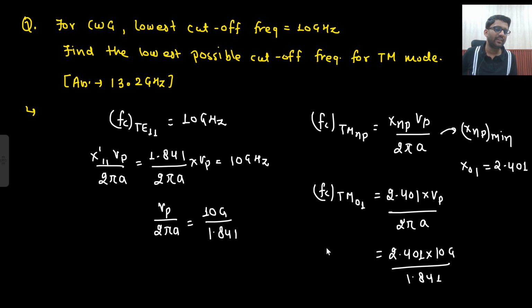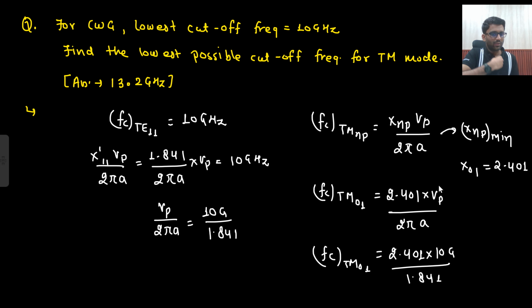So smartly I am avoiding the calculations. Did you understand this point? Here, what people would have done is put the value of Vp, then find the value of A, then again put the value of Vp here, then find the value of A. So that would be needless calculation.